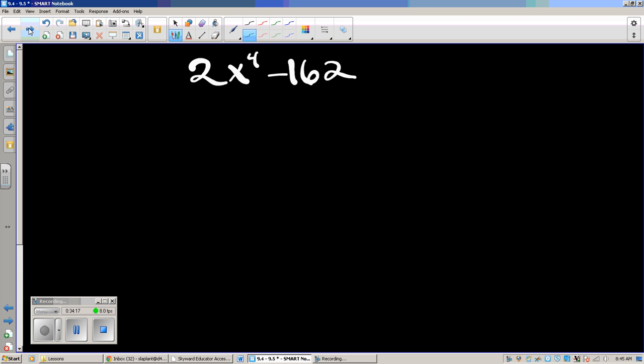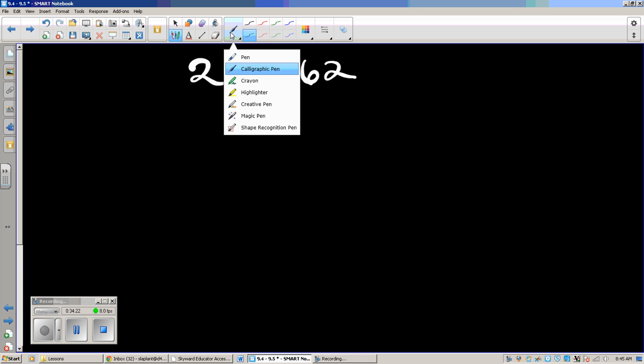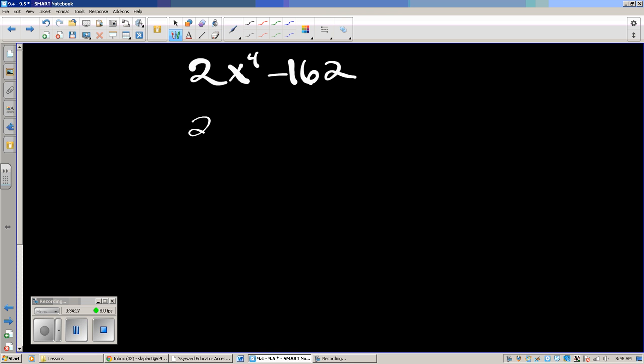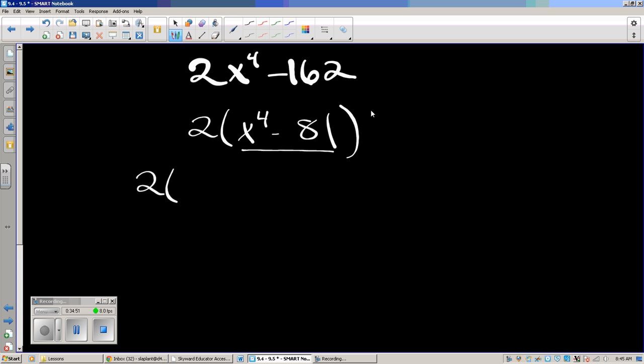Samantha, you're shaking your head. What can I factor out of here? A 2. So if I factor out a 2 here, I'm left with x to the 4th minus 81. Do I have a perfect square now? Yes. Is that a perfect square? Yes. Absolutely. So now we're going to do 2 times x.